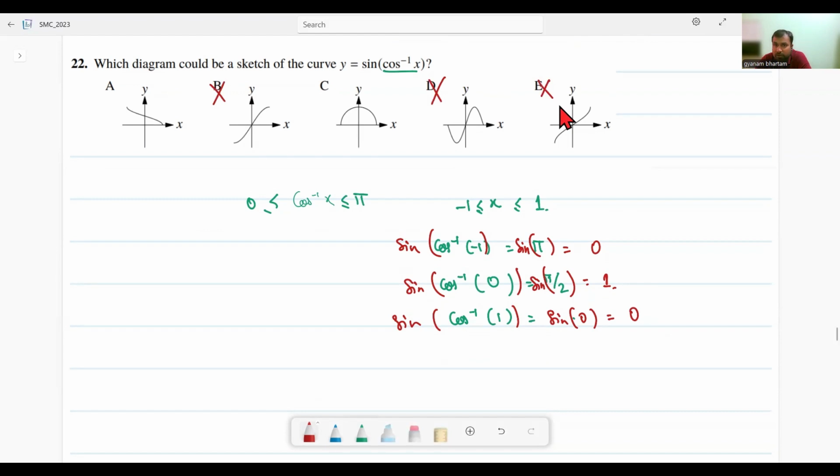So either it could be A or C, but we should know that at minus 1 we get 0 and at 1 also we get 0. So it's going to be this one. This is one way.